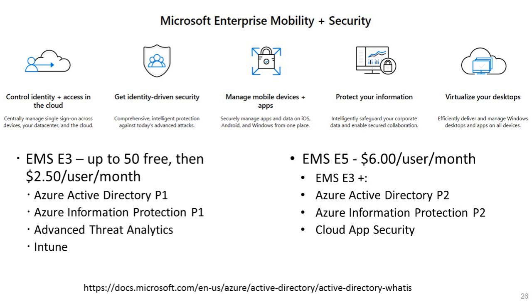Now this slide is about Enterprise Mobility and Security, EMS. EMS allows us to take even more compliance and security control of our cloud. And these are set up in two different licensing. There's the EMS E3 licensing, and then there's the EMS E5 licensing. EMS E3, Microsoft has made available the first 50 of those licenses for free. After you go through the 50, you'll be paying $2.50 per user per month.